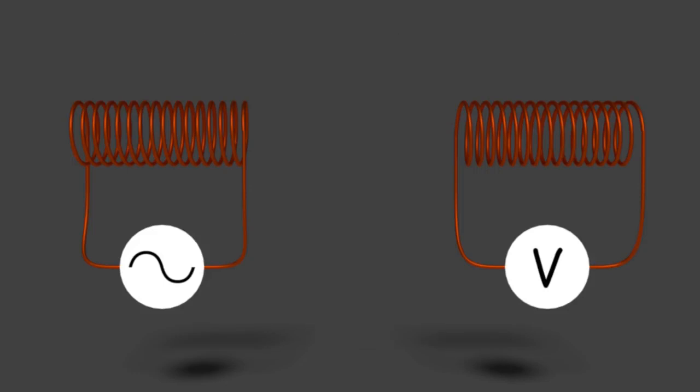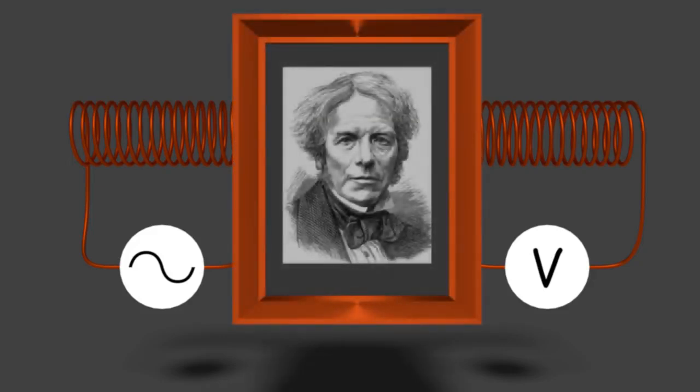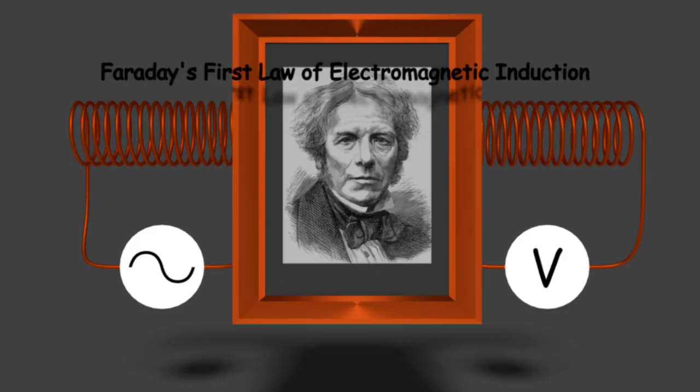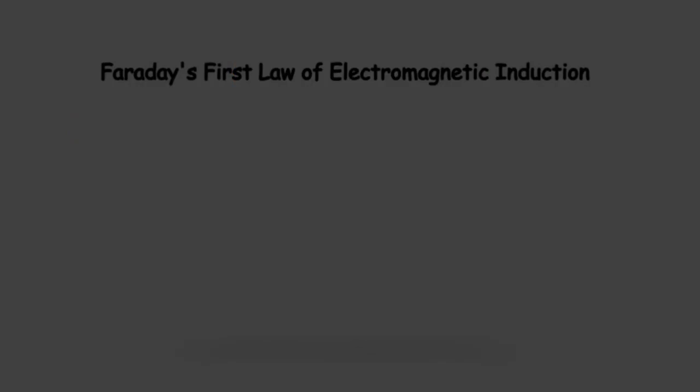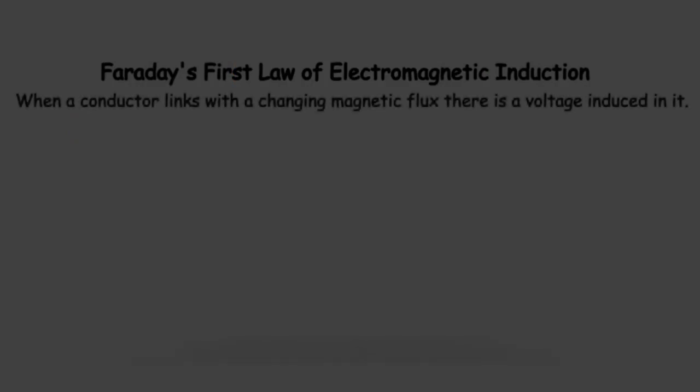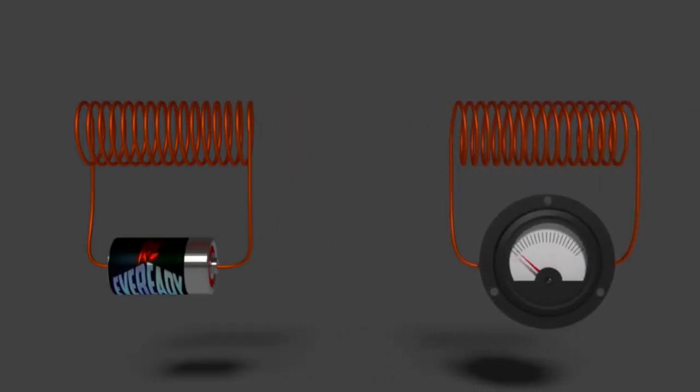This phenomenon was first observed by Michael Faraday, and he stated it as a law called Faraday's first law of electromagnetic induction. Faraday's first law says, when a conductor links with a changing magnetic flux, there is a voltage induced in it.